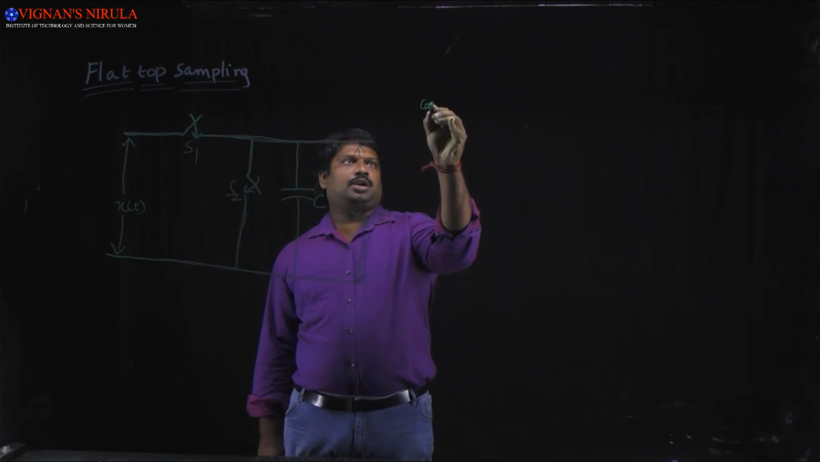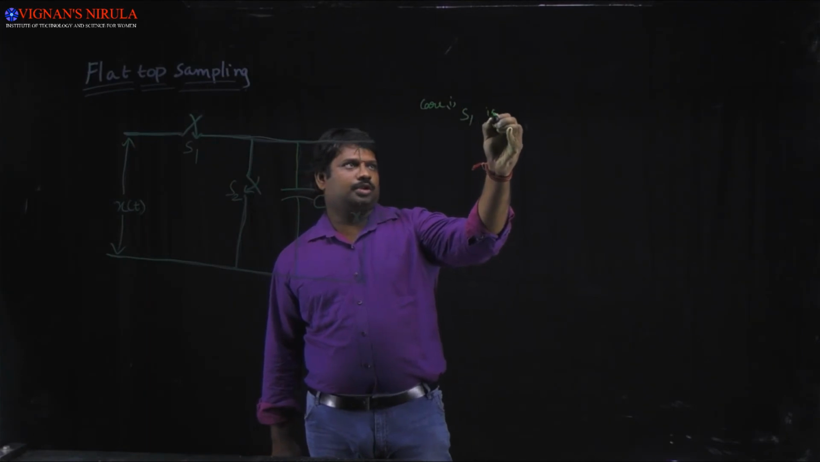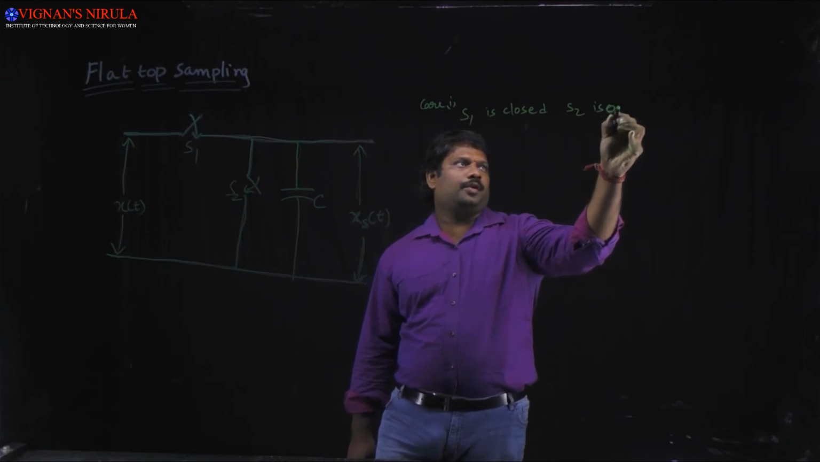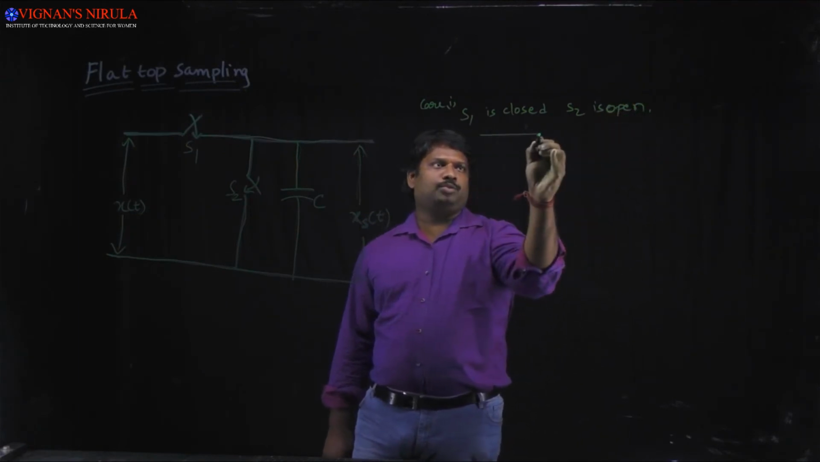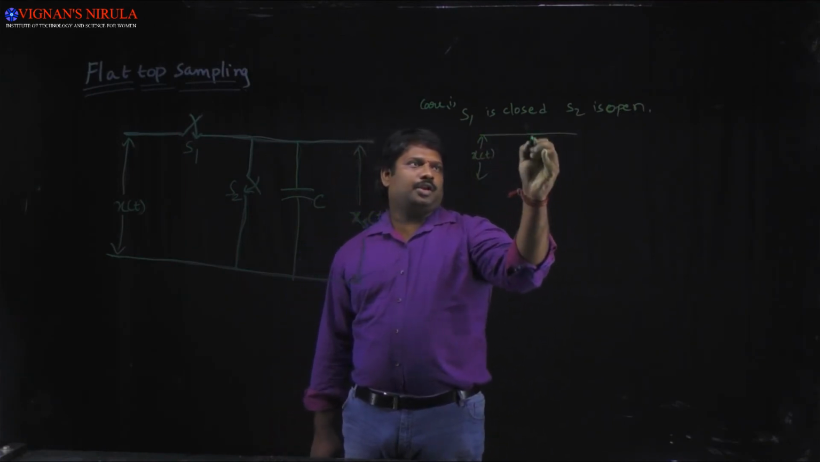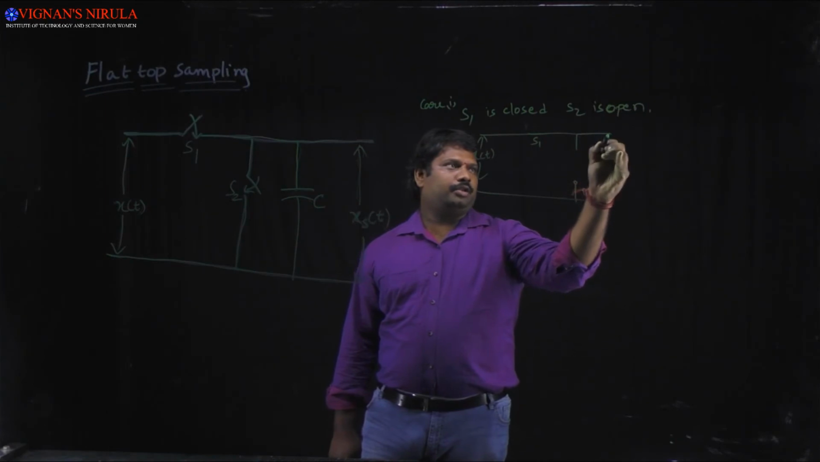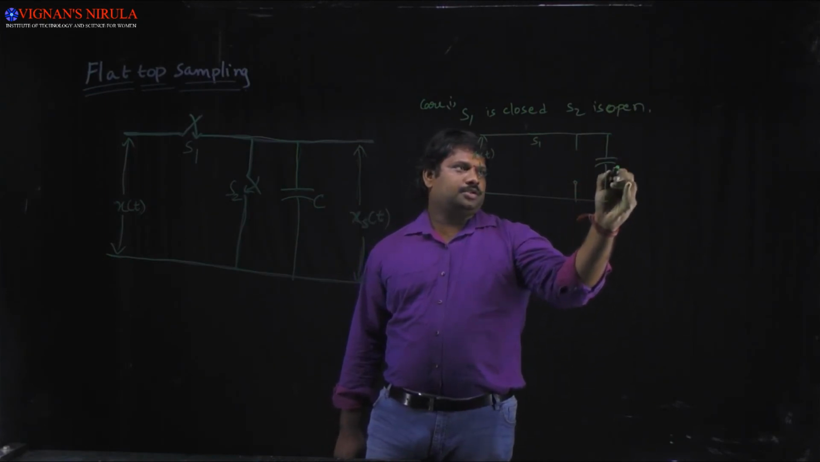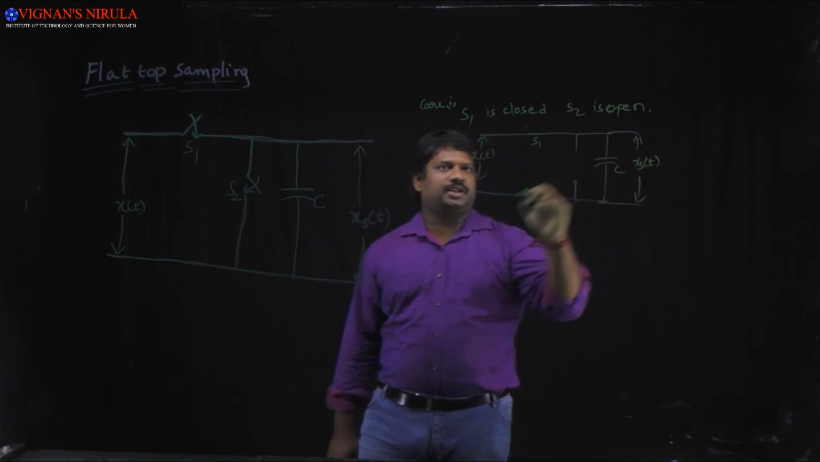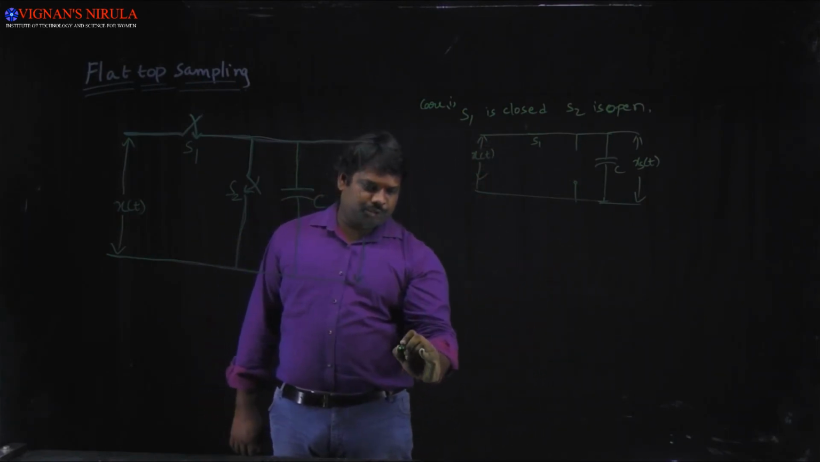In case 1, S1 is closed and S2 is open. Therefore, the diagram will appear like this with the x of t. This is S1 closed, this one is S2 open, and we'll have a capacitor C, and we'll have the output XS of t. Therefore, the capacitor will get charged to this particular x of t.